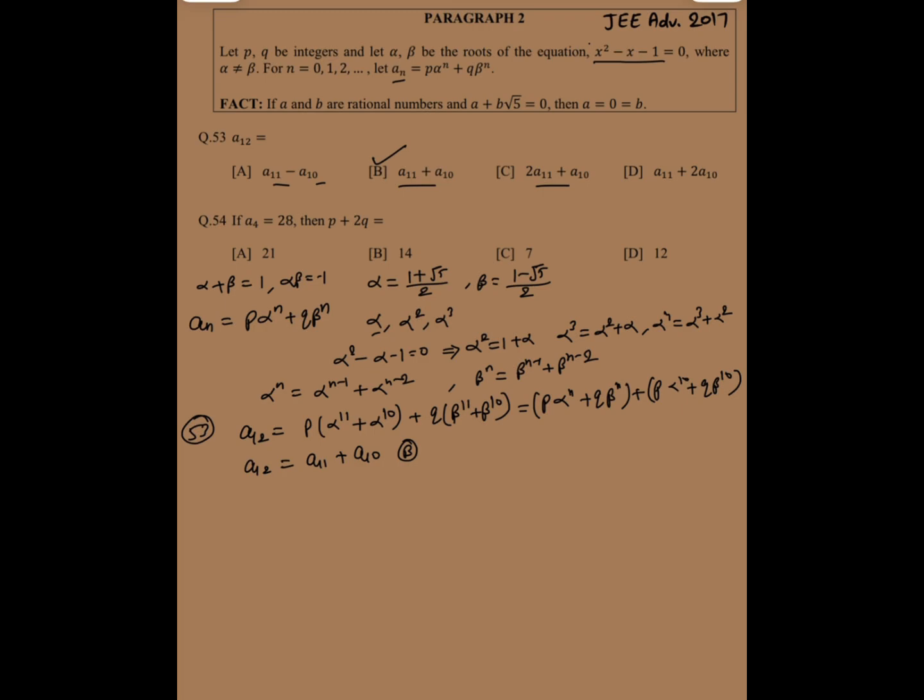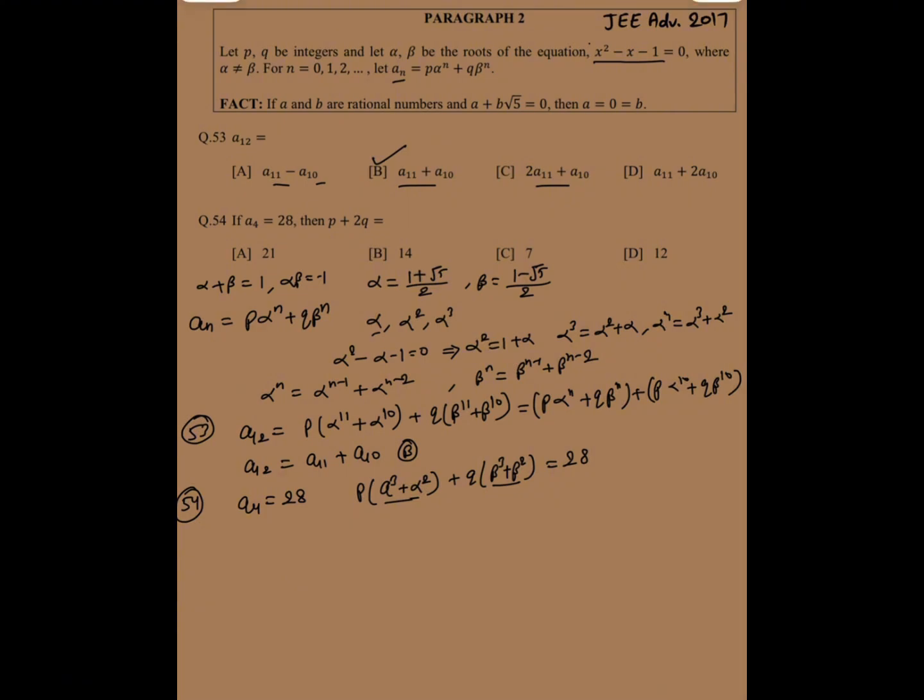Now moving to question 54, we have A4 equals 28 and we have to find P plus 2Q. We will write A4 in the simplified form. Now here we have to find the values of these expressions, right? Because we have to find the actual values. But if we have to find alpha cube by cubing this equation, it will be very lengthy. So what we can do is use already existing identities.